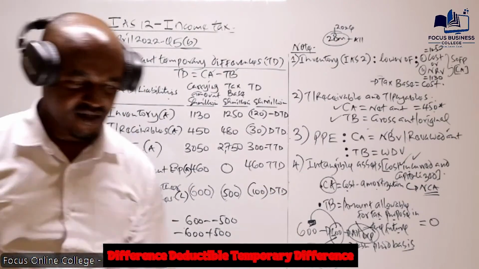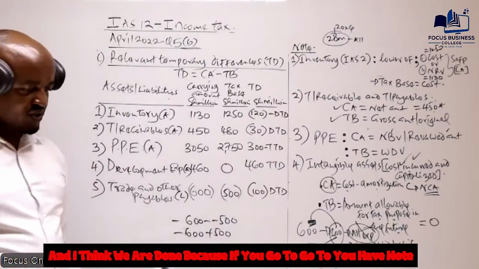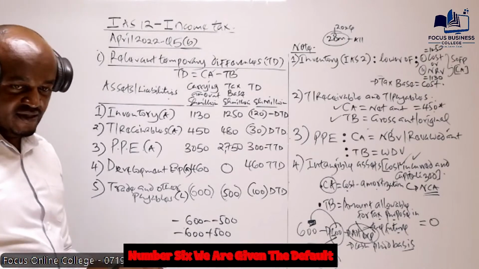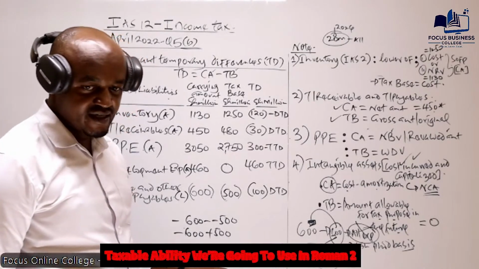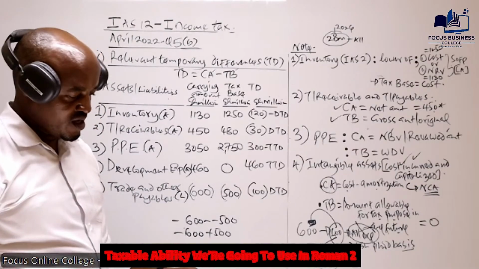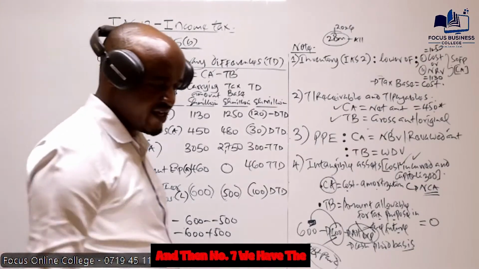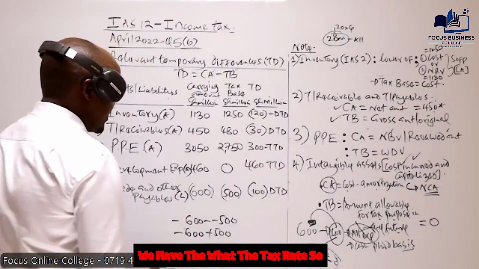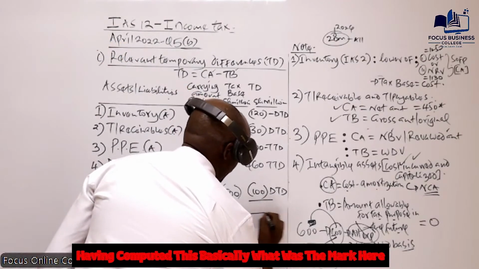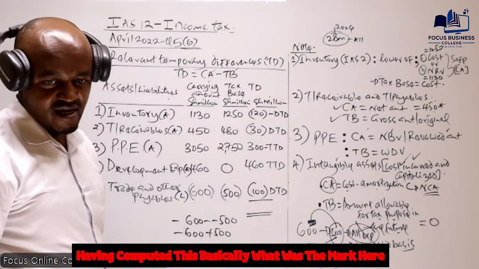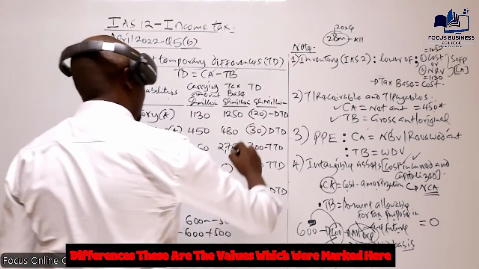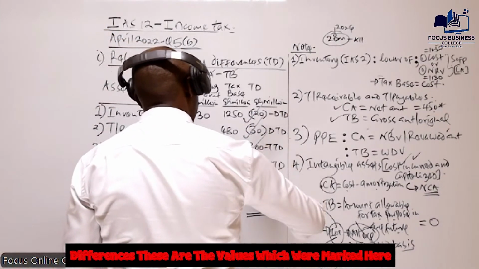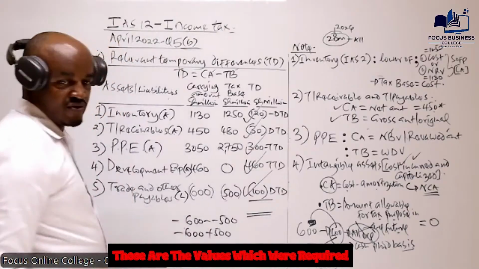Deductible temporary difference. And I think we are done, because if we go to note number 6, we are given the deferred tax liability we are going to use in Roman 2, and then in number 7 we have the tax rate. So having computed this, basically what was marked here are these temporary differences. Those are the values which were marked.